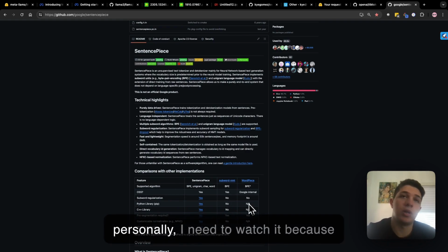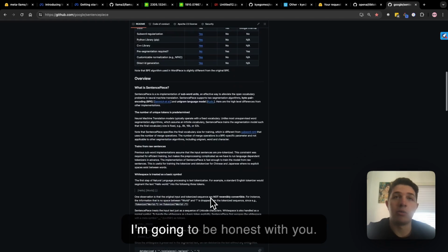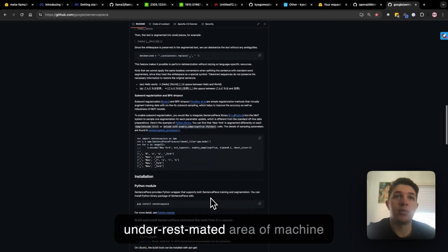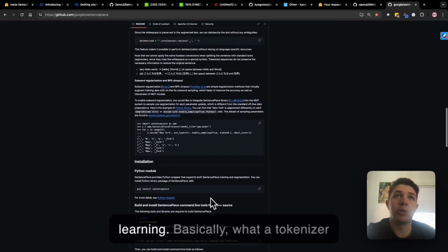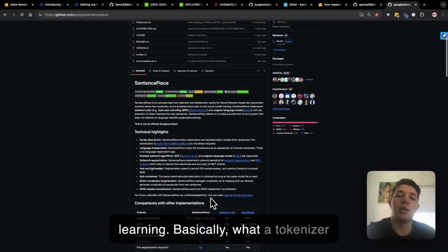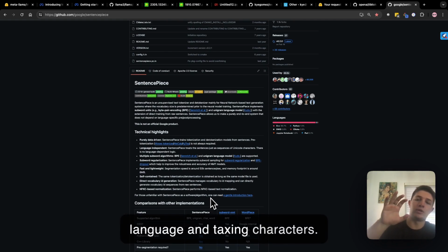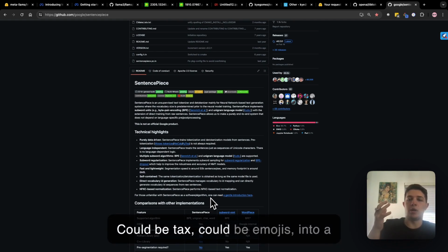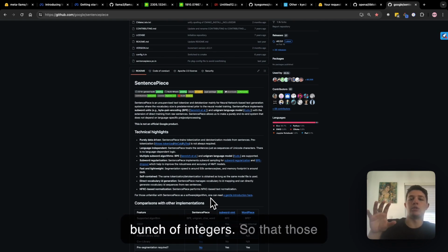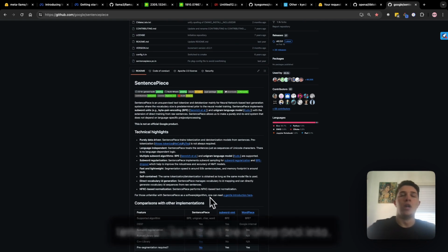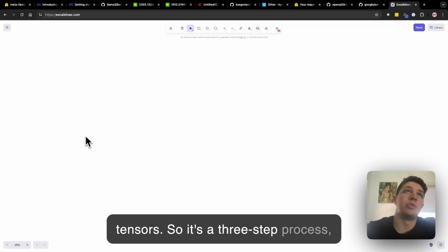I personally need to watch it, because I'm going to be honest with you, tokenization is a kind of underestimated area of machine learning. Basically, what a tokenizer does is transform a bunch of language and text and characters, it could be text, it could be emojis, into a bunch of integers, so that those integers can then be converted into tensors. So it's a three-step process, really.